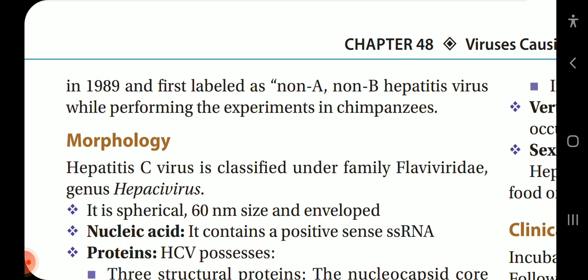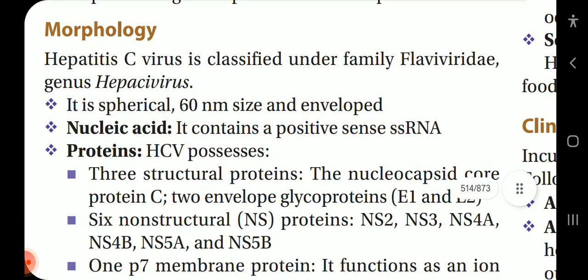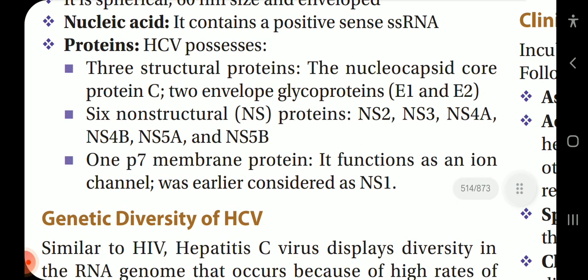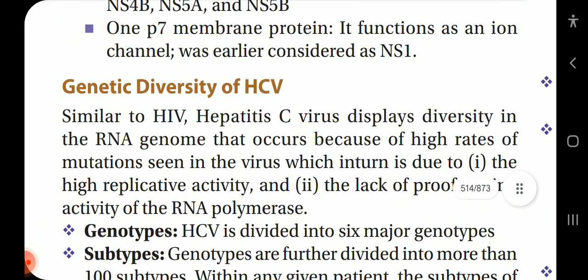chimpanzees. Morphology: hepatitis C virus is classified under family Flaviviridae, genus Hepacivirus. It is spherical, 60 nanometer size, and enveloped. Nucleic acid: it contains a positive sense ssRNA. Proteins: HCV possesses three structural proteins: the nucleocapsid core protein C, two envelope glycoproteins E1 and E2, six non-structural proteins: NS2, NS3, NS4A, NS4B, NS5A, and NS5B. One p7 membrane protein, whose function as an ion channel was earlier considered as NS1.